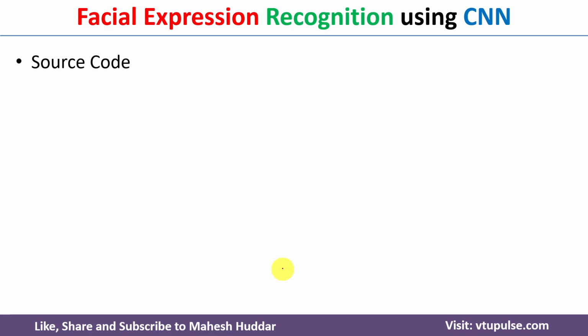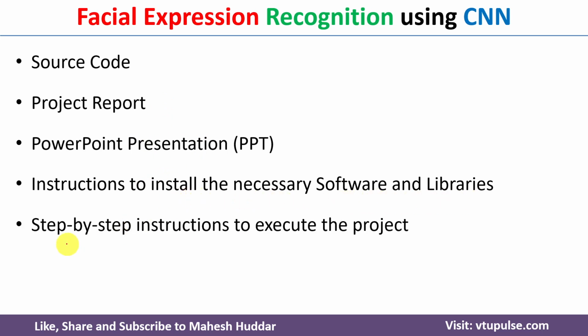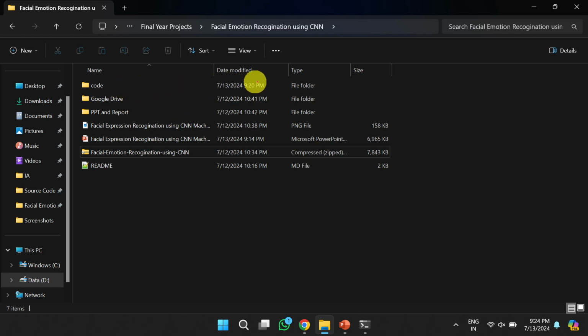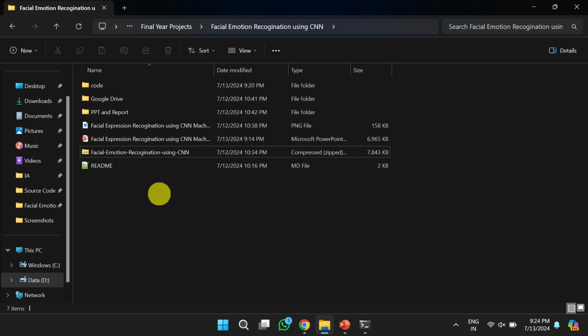Once you download the project, you will get the source code, the project report, PowerPoint presentation, instructions to install the necessary software as well as the libraries, and step-by-step instructions to execute the project. You will get different folders like code, the Google Drive, which contains the dataset, PPT, as well as the report folder. The dataset is put into this directory, that is FER 2013 here. Now to execute the project, we need to go to this code directory.